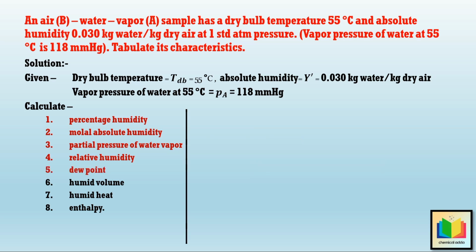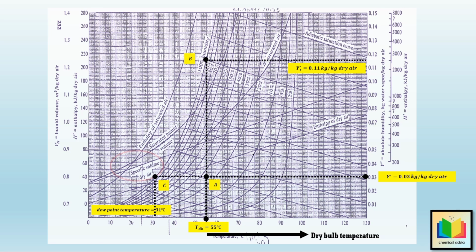Now, let's calculate the next property, that is humid volume. For that first, let's calculate the specific volume of dry air from the psychometric chart. For that, on psychometric chart, draw a vertical line from point A until it meets the curve for a specific volume of dry air. Let's call this point D, which shows the specific volume as 0.91 meters cube per kilogram dry air. Then next calculate the humid volume of saturated air. For that, draw a vertical line from point A until it meets the curve for saturated humid volume. Let's call this point A, which shows the humid volume as 1.10 meters cube per kilogram dry air.